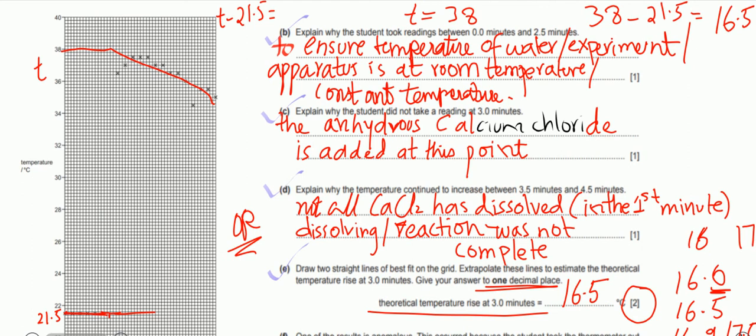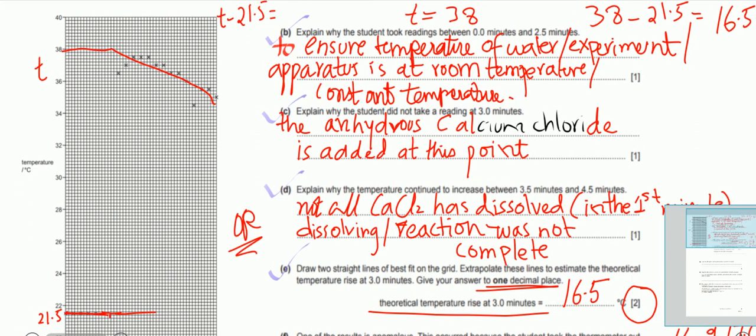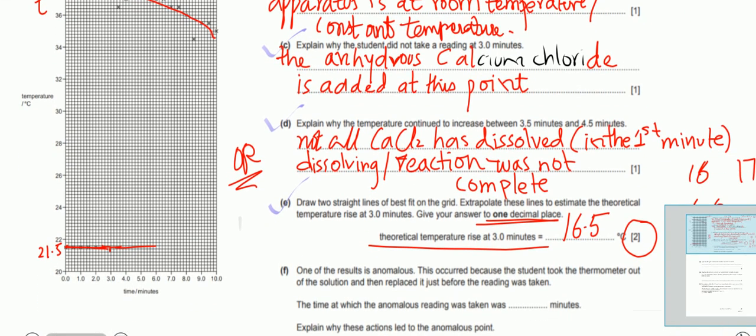Okay, so picking up where we left off last time, this is June 2017, variant 5.1, question number 1. In the last video we did parts B, C, D, and E. So now we're going to start with part F.